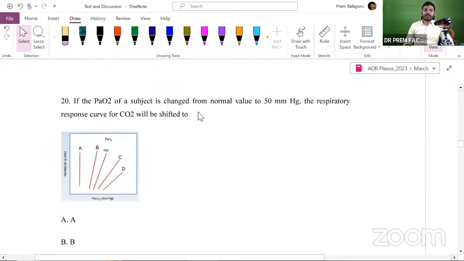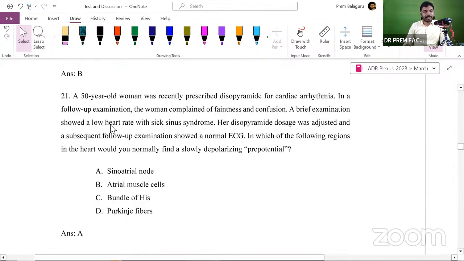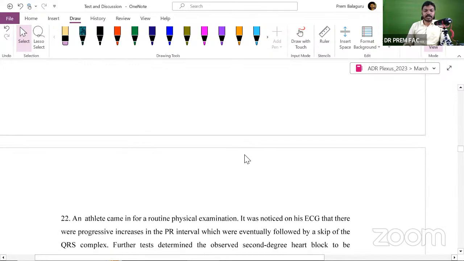All right, the PaO2 of a subject has changed from the normal value, 50 millimeters of mercury. The respiratory response curve for CO2 will be shifted to B. B is the right answer, doctors. For question 21, it's the sinoatrial node, where there is going to be a slowly depolarizing prepotential. The answer is SA node.